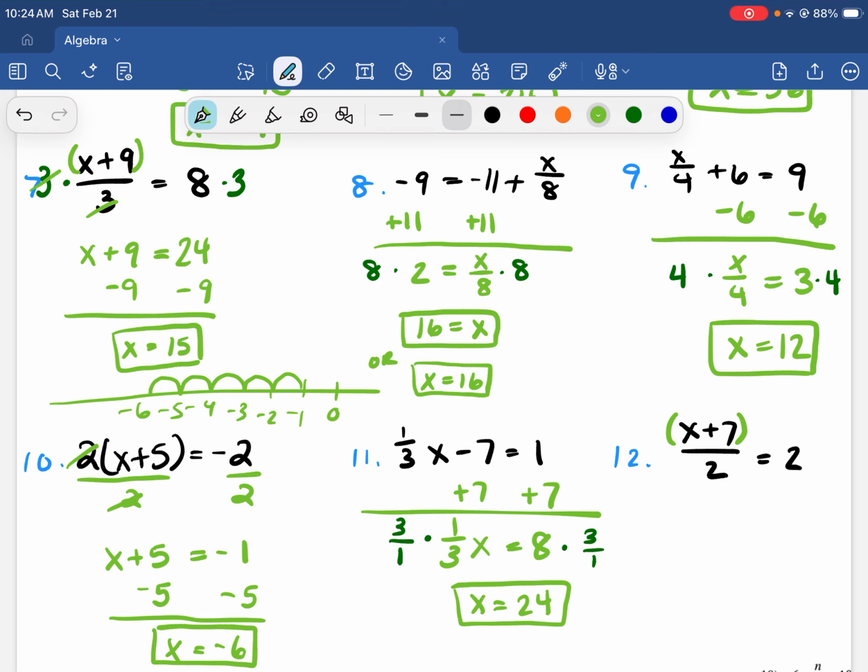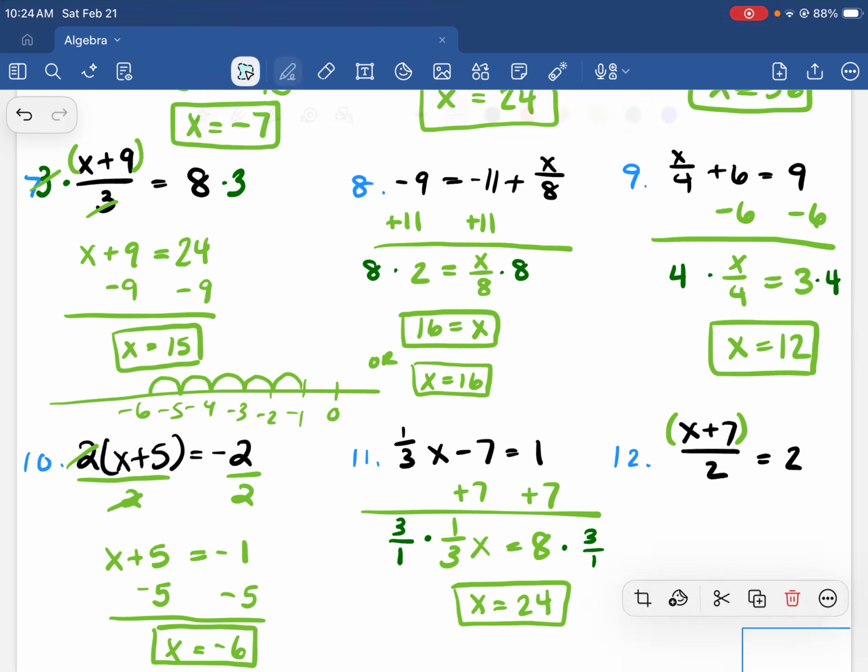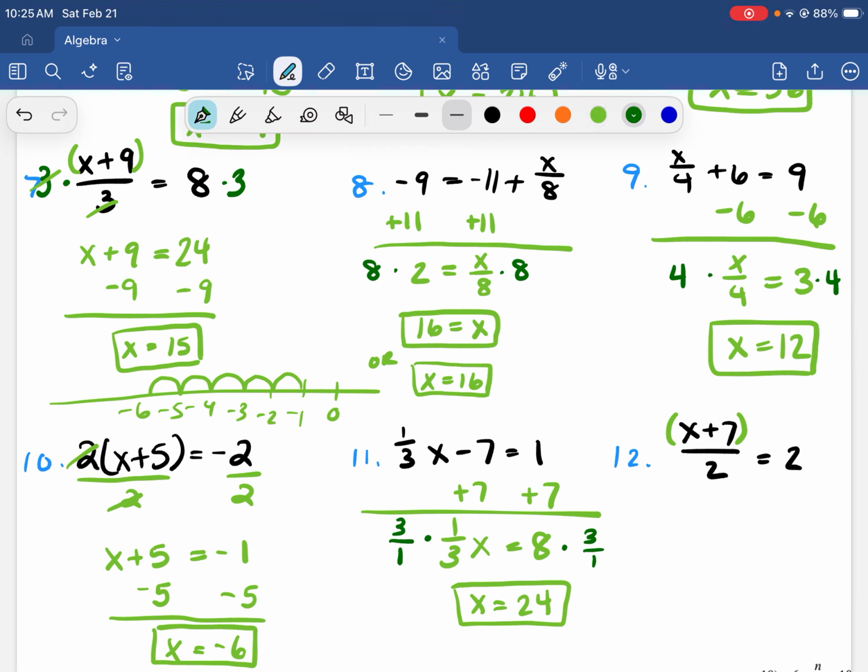So I need to move to multiplication or division. Right now I have dividing by 2, so I'll do the opposite of that, or multiply by 2. That cancels out those 2's, so I'm just left with x plus 7. I could keep it in parentheses, but now that I only have x plus 7, I don't need those parentheses anymore. And 2 times 2 is 4. Now I'm allowed to add or subtract away, because I have nothing else. I would need to get x completely by itself.